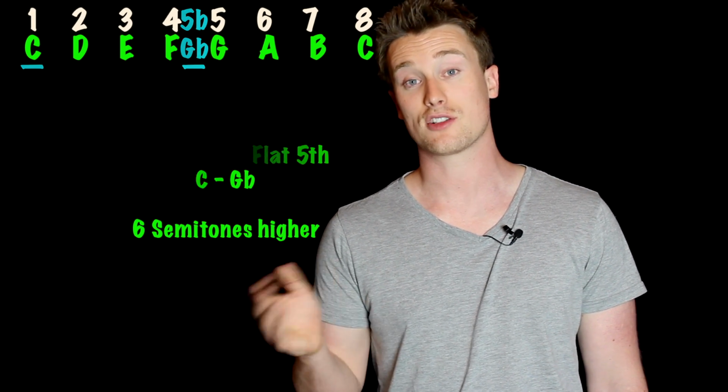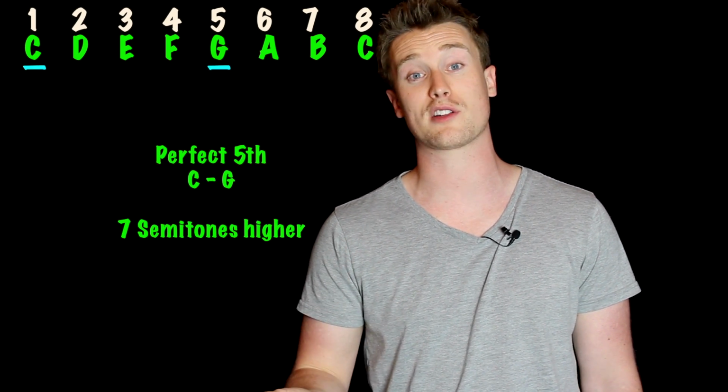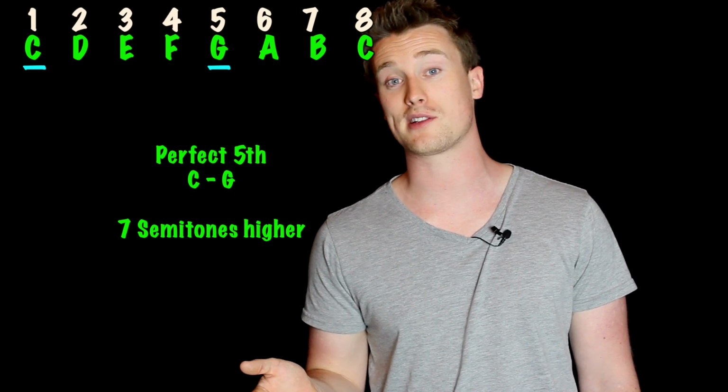So that's going to be G flat, because again, you're flattening the 5th. That's really important. You're flattening the 5th. And then if we move a semitone up from a flattened 5, you're going to get a regular 5, a perfect 5. So a perfect fifth up from C is going to be G.